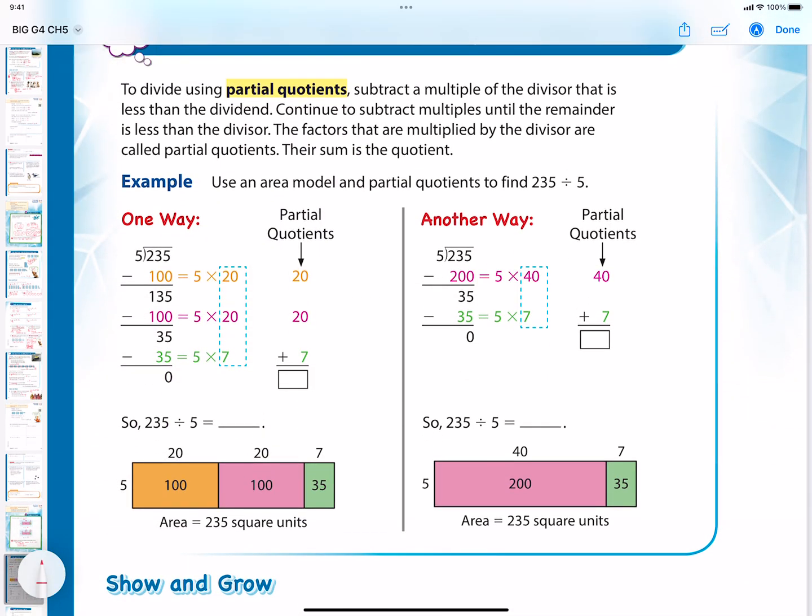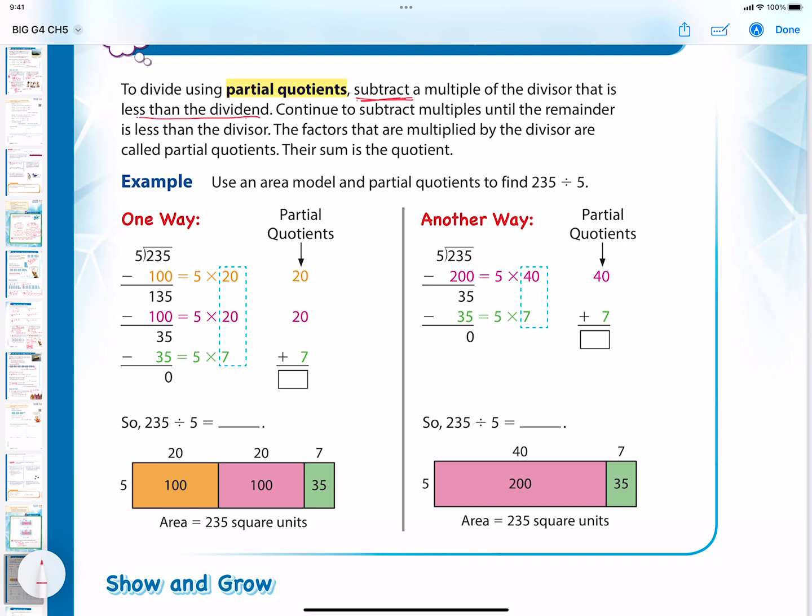All right. Now let's move on. To divide using partial quotients, subtract. Remember, guys, subtract. Because multiplication is what? Repeated addition. But division is repeated subtraction. We learned this last year. Remember? So division is what? Repeated subtraction. Now subtract a multiple of the divisor that is less than the dividend. Less than the dividend. This is really important. It shouldn't be greater. Ask what multiple of the divisor is close to this dividend but not greater.